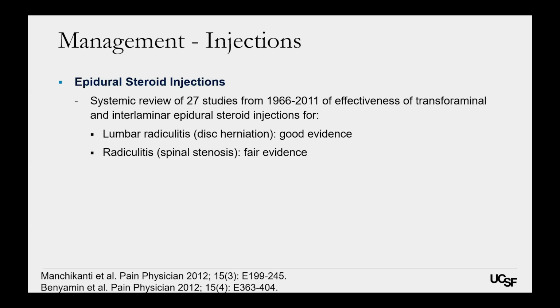And what about epidural steroid injections? That is one of the most common injections that we provide to address spinal pain, as well as pain radiating down the leg, radicular pain, or sciatica. A 2012 systematic review looking over studies from 1966 to 2011 for the effectiveness of these two different types of approaches for epidurals found that for lumbar radicular pain going down the leg, there was good evidence that the epidural steroid injections are effective. But for lumbar radicular pain due to that central stenosis that we mentioned, there was only fair evidence.